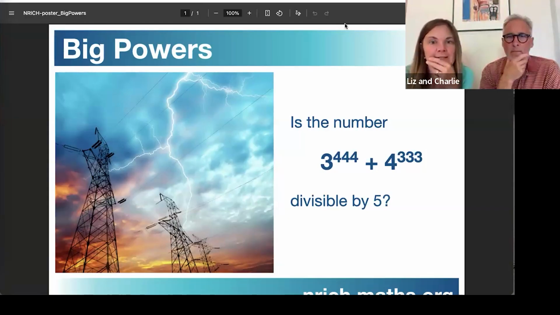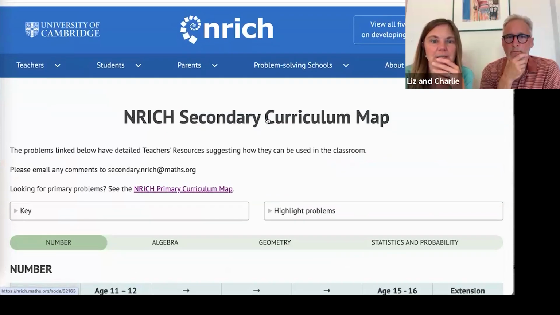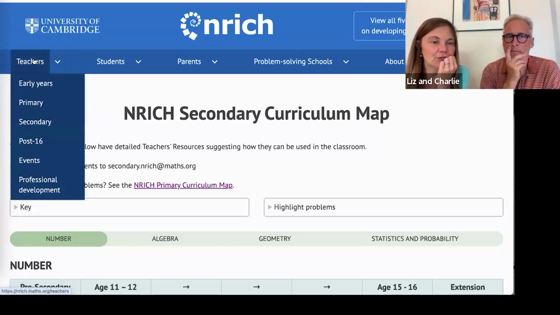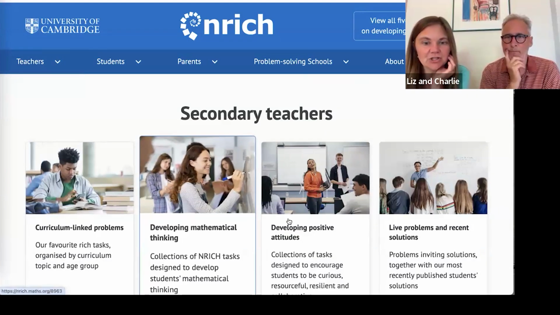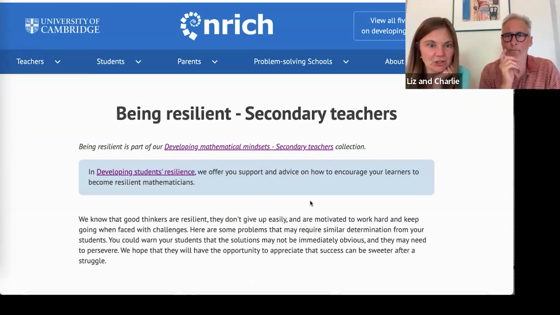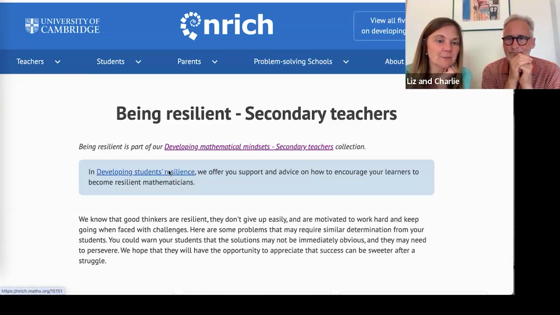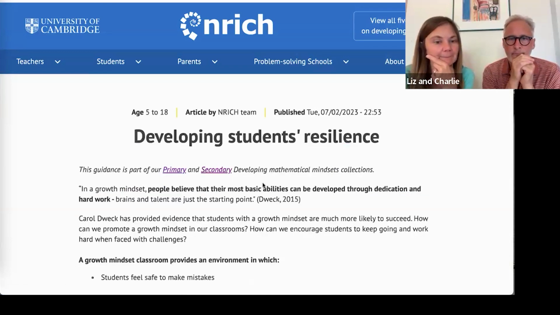What I'm going to do now, to end the webinar, is show you where the guidance is linked. So this was our big powers. Let's go back to our mapping document. And if I go to the secondary teacher landing page, I'm going to go to the positive attitude page again. Here's our resilience section. And at the very top of this page, we've got a link to the guidance, which I'll click on quickly.